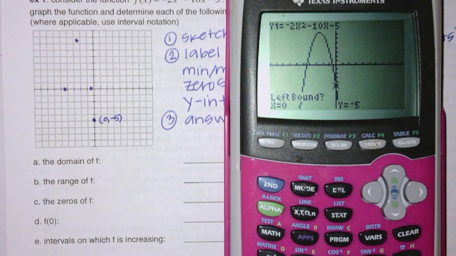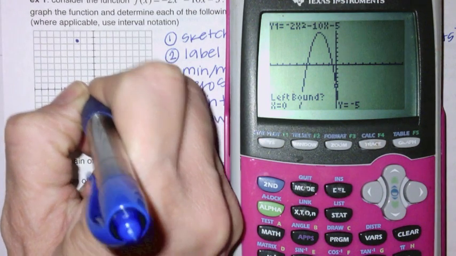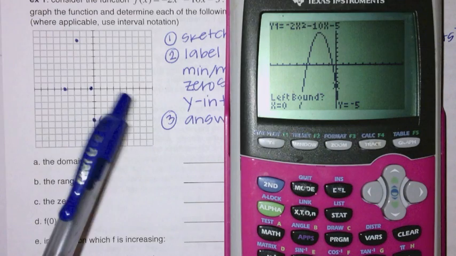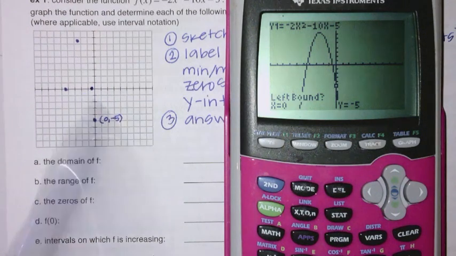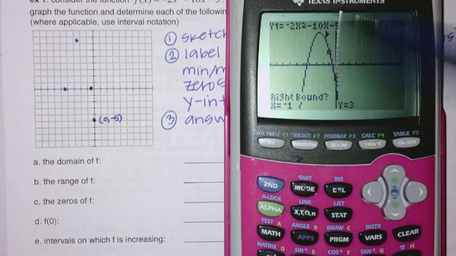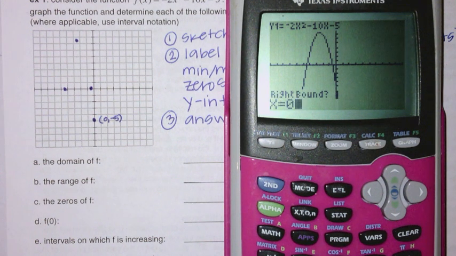Now your calculator can only calculate one zero at a time, so it gives you this left bound question. So what I want you to do is pick a number just to the left of your zero. This is in between 0 and -1, so I'm going to type in -1. Okay, so that's the left bound. And you can see an arrow. If you have a newer calculator, it'll probably actually give you a line. That's pretty cool. And then a right bound. So pick a number just to the right, but not on. So I'm going to pick 0 and then hit enter.